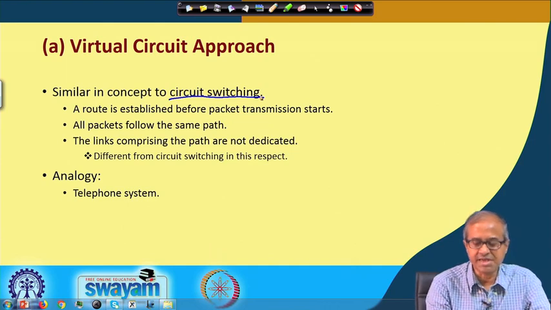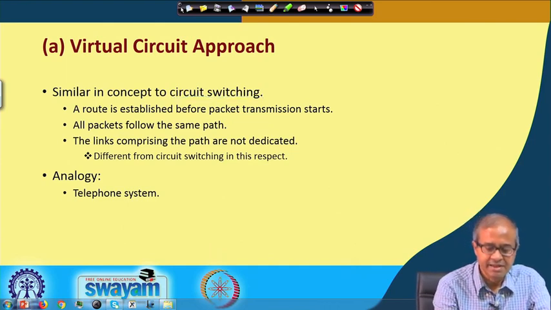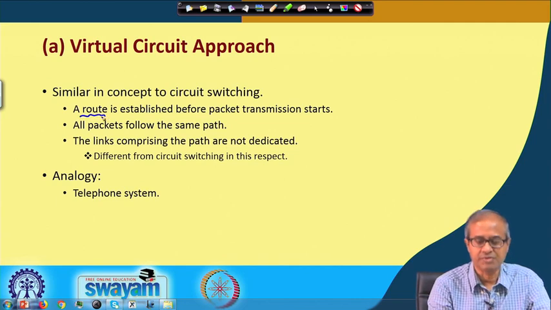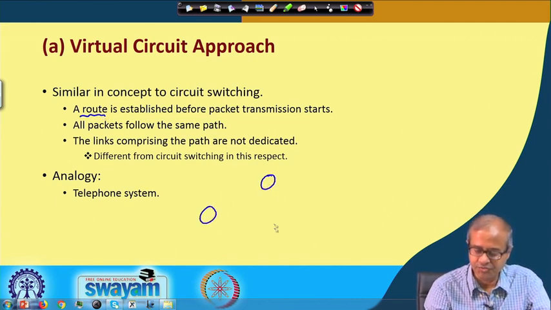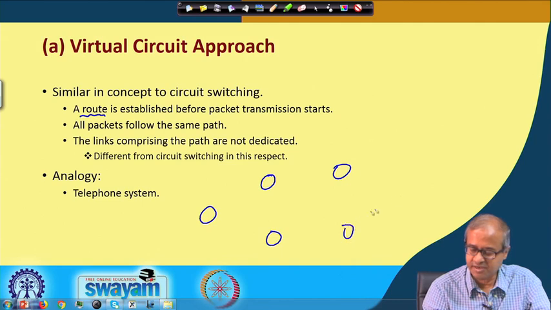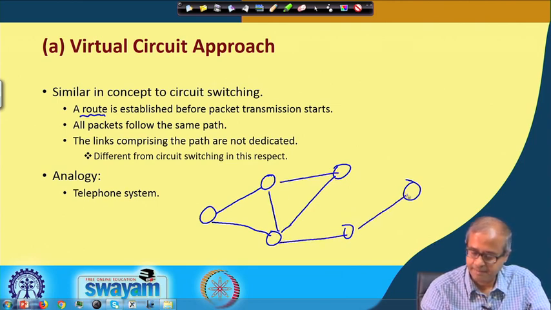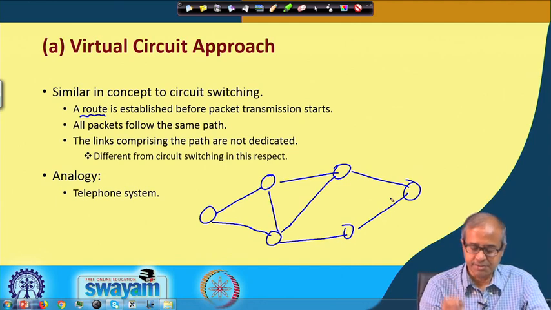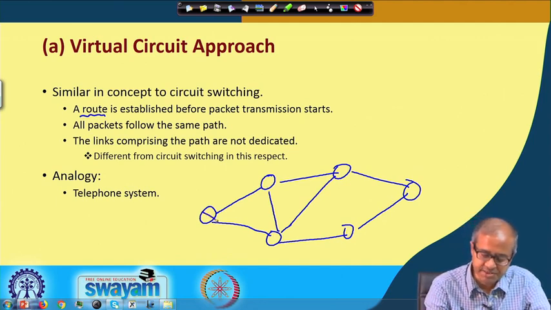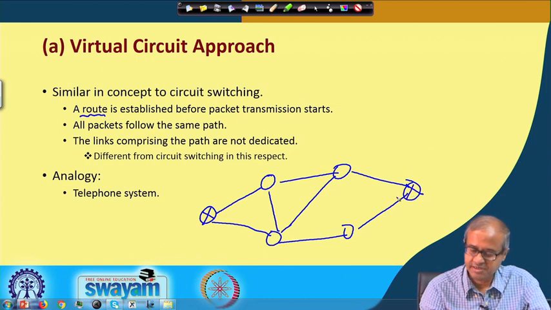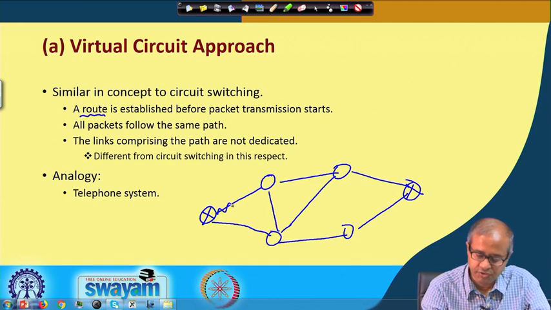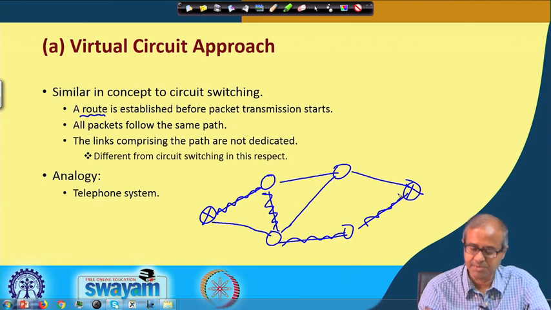So, virtual circuit is similar in the sense that here you are establishing a route. For example, if I have a network like this, there are several nodes which are connected in a certain way. Suppose I have links like this, right. Suppose I want to transmit data from this source to this destination. So, I may choose a route, like my route can be like this, it will follow this, then this, then this, then this, this may be my route.